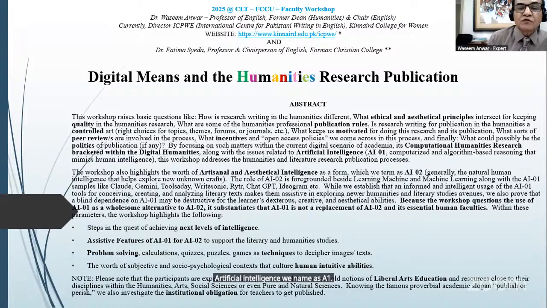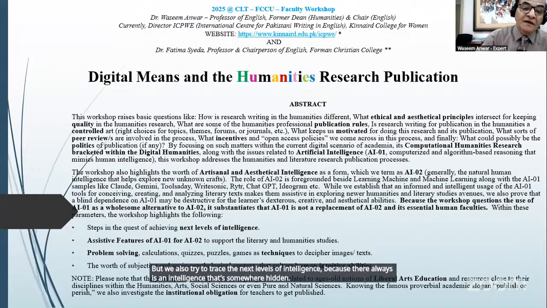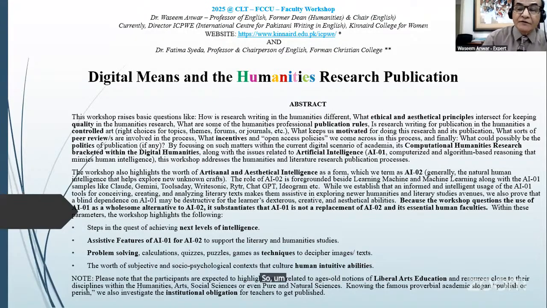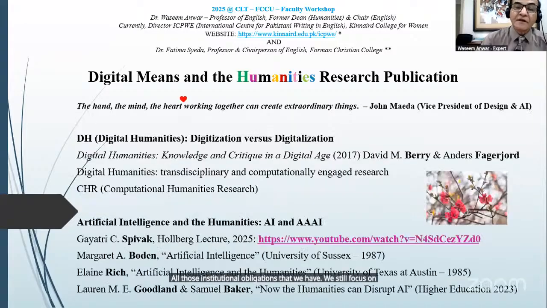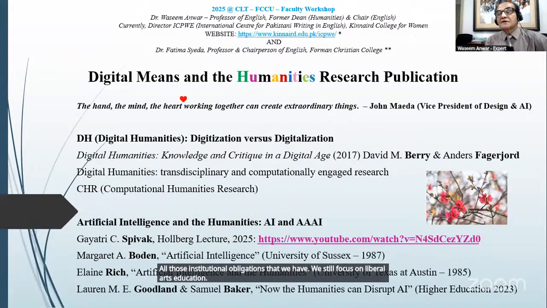The assistive role of A1, of course, is very important, but we also try to trace the next levels of intelligence, because there always is an intelligence that's somewhere hidden. So all the intuitive abilities that humans have, because I think that brings us closer to what actually is the purpose of humanities, liberal arts education. With all those institutional obligations that we have, we still focus on liberal arts education as our forte.